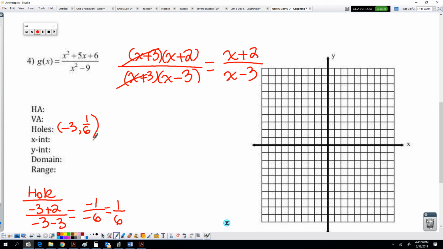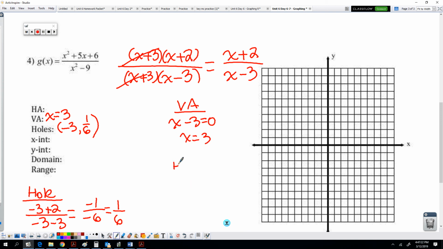And now we actually are also going to have a vertical asymptote because in my leftover I have a denominator. Remember, denominator gives you a vertical asymptote. So if I had to write it out, my vertical asymptote is x minus 3 equal to 0, and you get x equals 3.